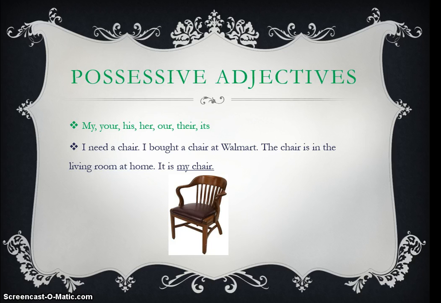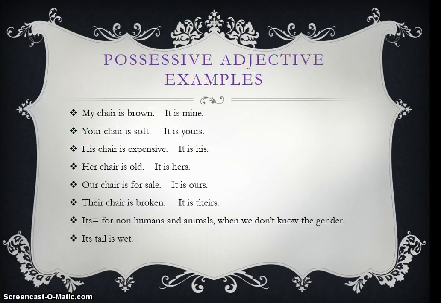So I might say, I need a chair, and I bought a chair at Walmart. The chair is in my living room at home. It is my chair. So I replaced the articles, a and the, with a possessive adjective, my. Here are some possessive adjective examples. So I could say, my chair is brown, and then I could take away the noun chair and just say, it is mine. It would refer to the noun chair.